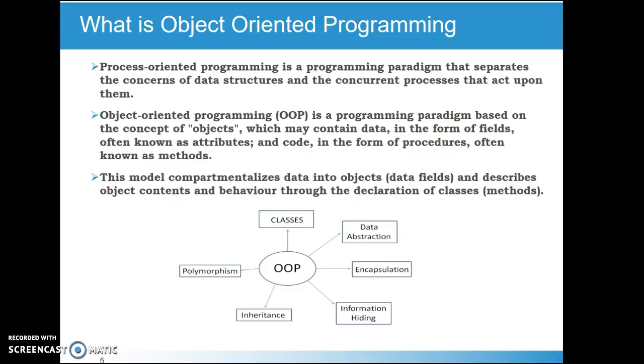As you have learned, process oriented programming has so many drawbacks. To overcome these limitations, we are moving to object oriented programming. In object oriented programming, features like encapsulation, data hiding, inheritance, polymorphism, and the concept of class and object all provide better facility for writing dynamic code. In this programming concept, there is a separate concern for data structure and the concurrent process that acts upon it.